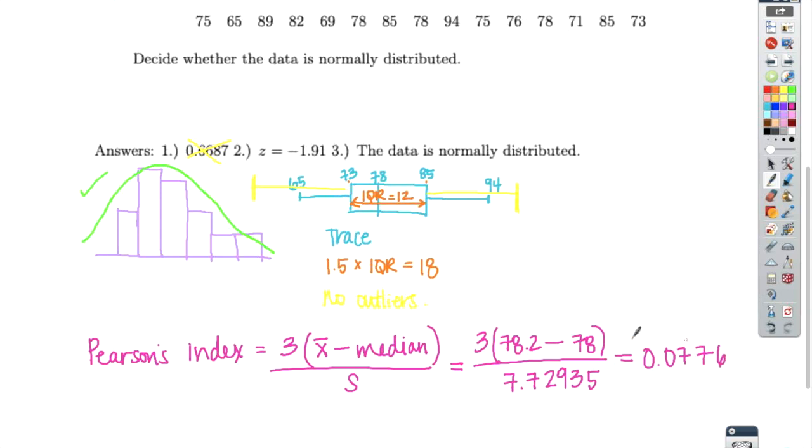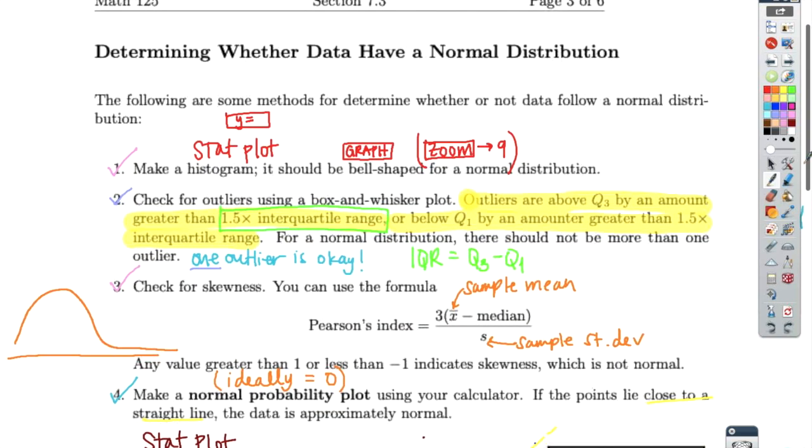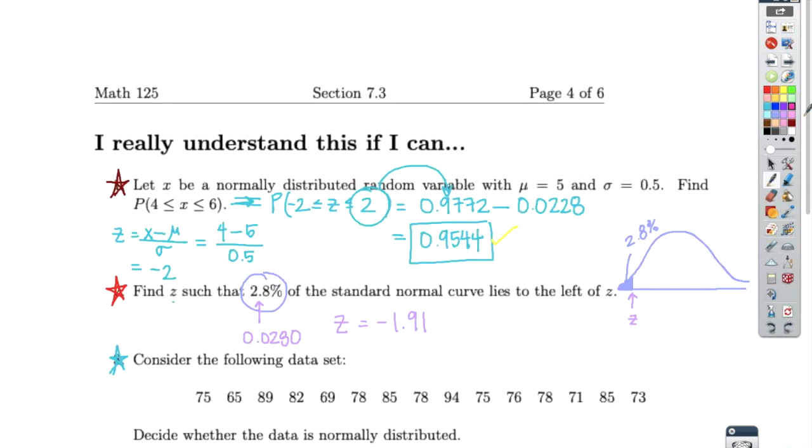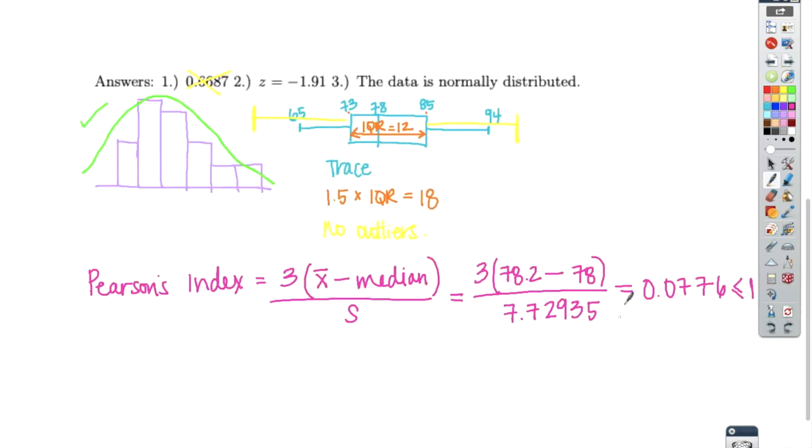I'll tell you how much to round this exactly on the exam, but I'm going to stop at 4 decimal places. Now, this is a perfectly acceptable number for the Pearson's index. What's really important is that this number is less than or equal to 1, and also it's definitely greater than or equal to -1. So that's what we're looking for. This is okay. We passed the skew test.